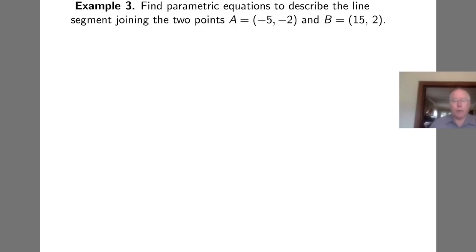Sometimes we are given a curve and then want to come up with the parametric equations to describe the curve. Another important example, as well as a circle, is that of lines or line segments. We're going to find parametric equations for the line segment joining the two points a equals (-5, 2) and b equals (5, 12).